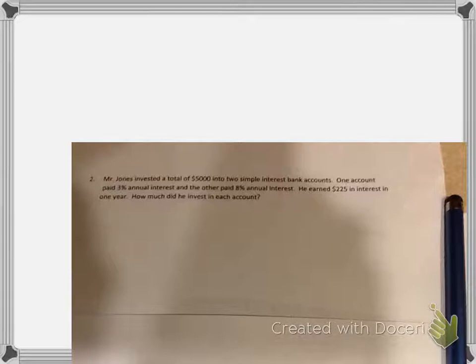So if I take a look at the important things here, I'm going to go and highlight what's important. So he invested $5,000 into 2 simple interest bank accounts. One account paid 3% and the other account paid 8%. He earned $225. And then how much did he invest in each account? So on these kind, I always like to visualize it.